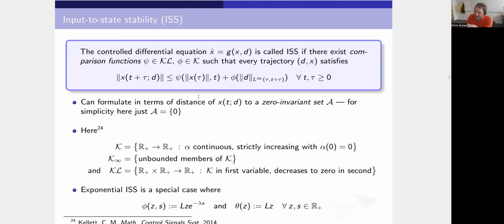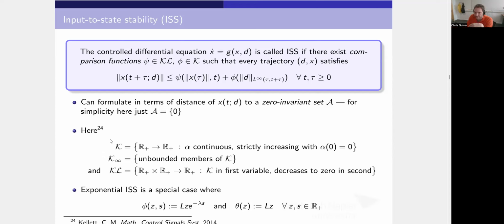So I've called here ISS a property of a system. Arguably, it's a property really of a trajectory, and that trajectory could just be the zero trajectory. It can be generalized to zero invariant sets and so on. So script A here. But for simplicity, I'm just assuming that that's zero, basically. And I'm going to call it a system-wide property for brevity as much as anything.